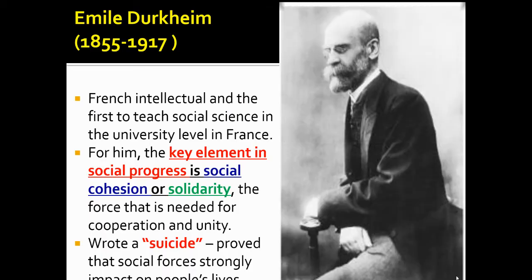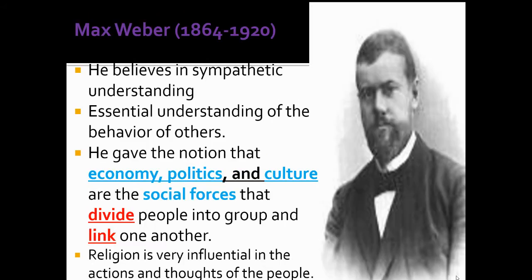And then Emile Durkheim, a French intellectual and the first to teach social science at the university level in France. For him, the key element in social progress is social cohesion or solidarity, your unity with the society and with the people, the force that is needed for cooperation and unity. What is controversial, he wrote Suicide to prove that social forces strongly impact people's lives and could affect human behavior, human thinking, mental aspect. The affairs of the society could really affect people's mentality.